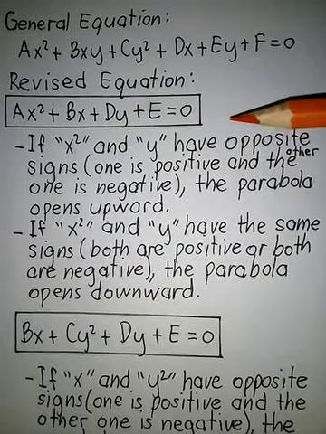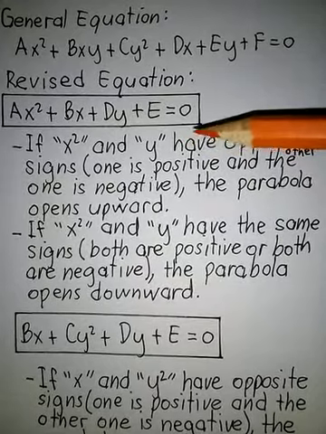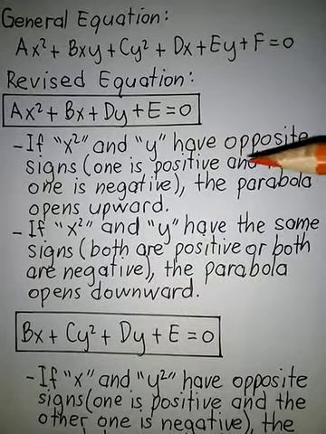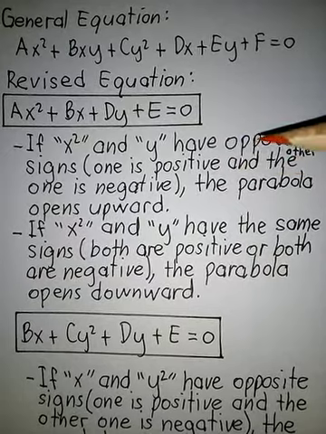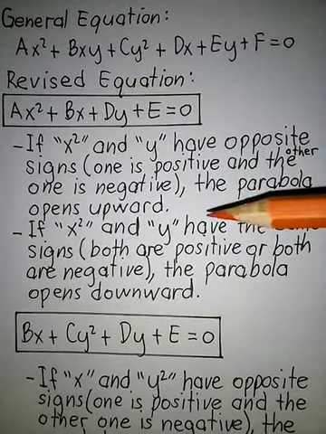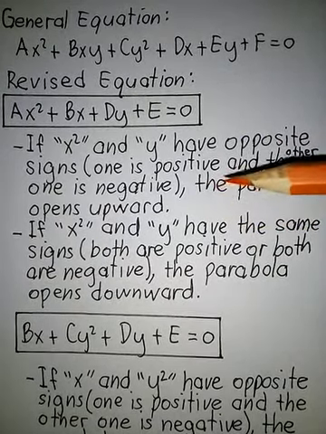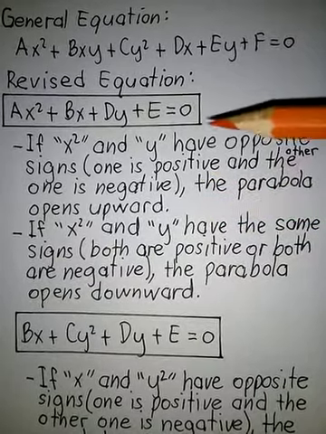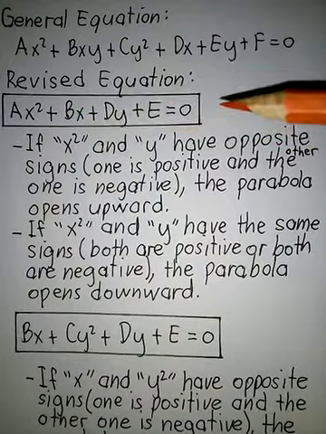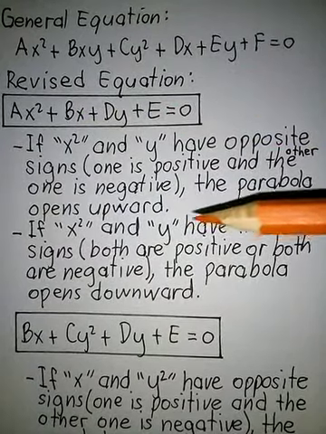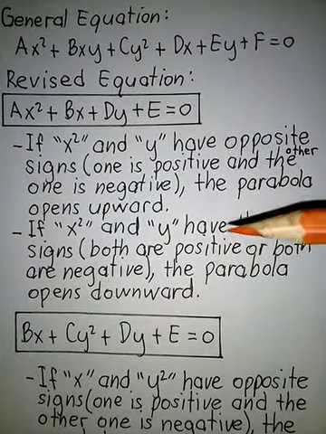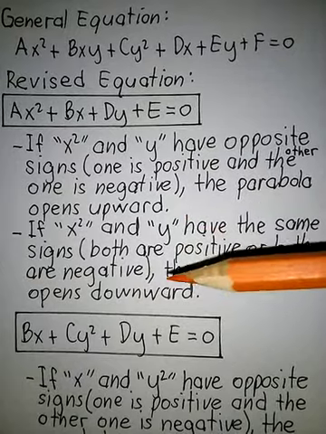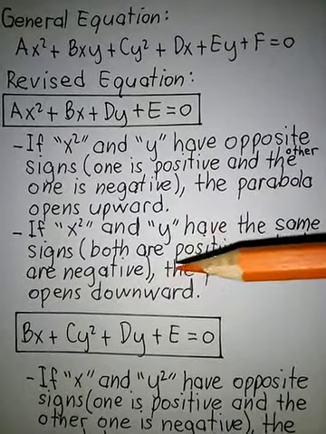And then, if x squared and y have opposite signs, one is positive and the other one is negative, the parabola opens upward. And if x squared and y have the same signs, referring to the signs here in the revised equation, both are positive or both are negative, the parabola opens downward.